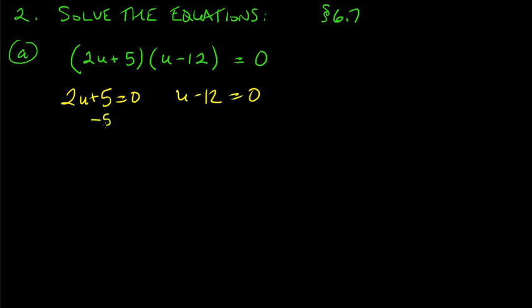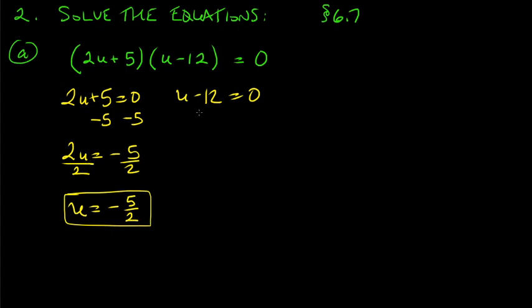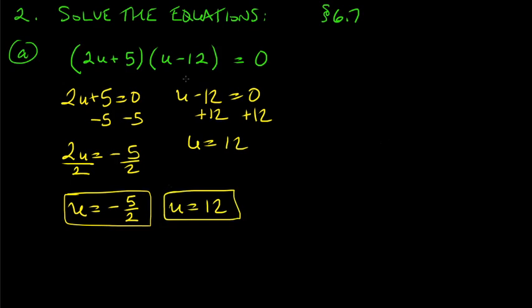Let's do the first one. Subtract 5 from both sides. You get 2u is equal to negative 5. And now just divide by 2. So u is negative 5 over 2. Okay, so that's one answer. What's the other one? Well, if I add 12 to both sides, I get u is equal to positive 12. And that's the other answer, right? So again, a typical equation in this section will have 2 solutions, right? We've seen one where there's only 1, and even occasionally there might be 3, but usually just 1 or 2, and usually 2, I should say.